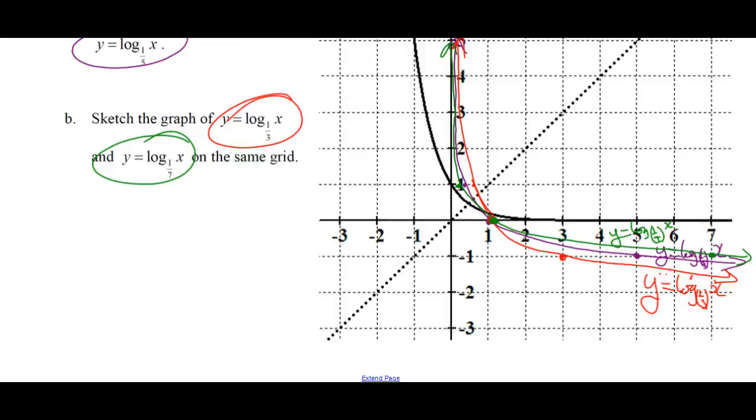So you work with a couple of points that you can find. One point, well, this is common to all log functions, right? They all go through 1, 0.